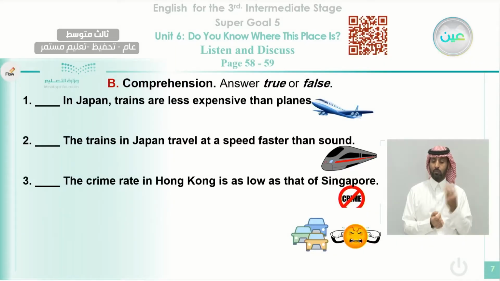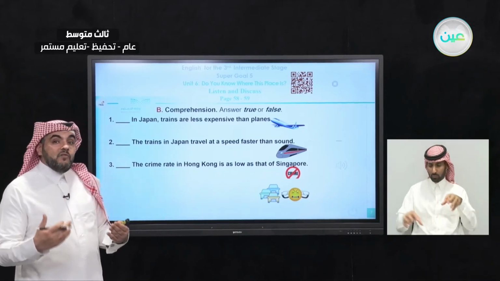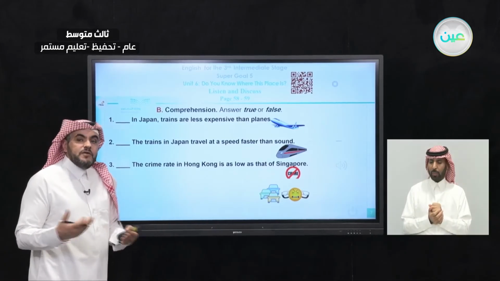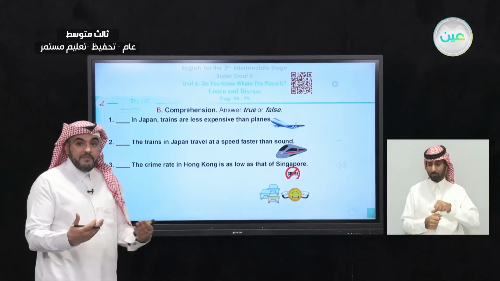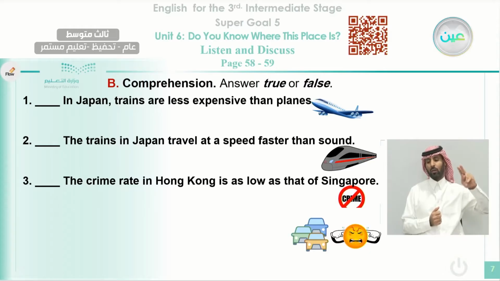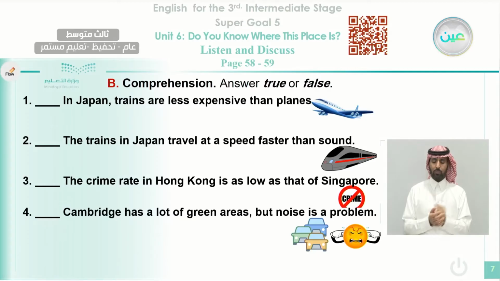In number 3, the crime rate in Hong Kong is low as that of Singapore. Comparing Singapore and Hong Kong, which city has more crime, more bad things committed by criminals? Is it Hong Kong or Singapore? Here this statement says that in Hong Kong it is as low as that of Singapore. It means it is very low in Singapore and in Hong Kong. Is that right? They have the same rate of crime. We will find out also when we read.